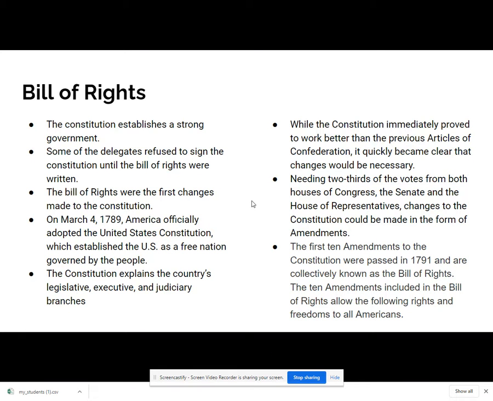So, the Bill of Rights is a constitution that establishes a strong government. Some of the delegates refused to sign the Constitution until the Bill of Rights were written. The Bill of Rights are actually the first changes that were made to the Constitution. That means we amended the Constitution.